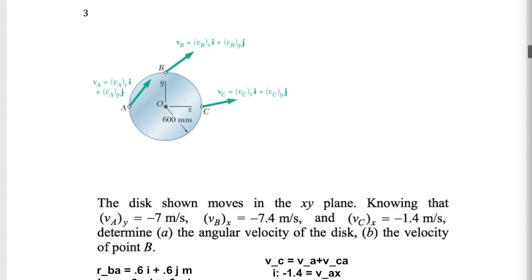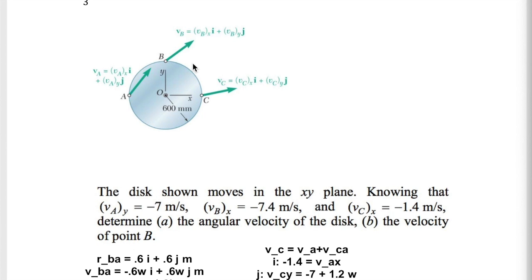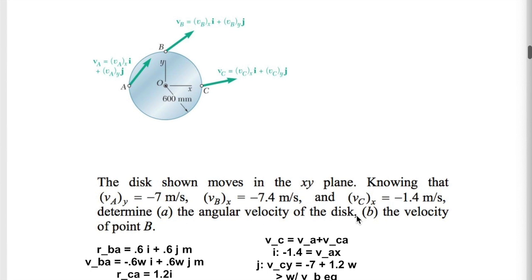All right, we got question 3. We're given this disc moving in the x and y plane. We're given some initial component velocities. So, for example, this velocity at A, we're given the y component. This velocity B, we're given the x. This velocity at C, we're also given the x. We're asked to determine A, the angular velocity of the disk, and B, the total velocity at point B.